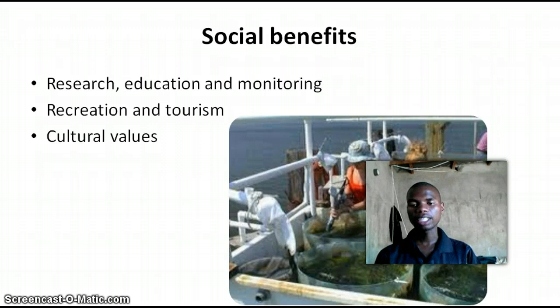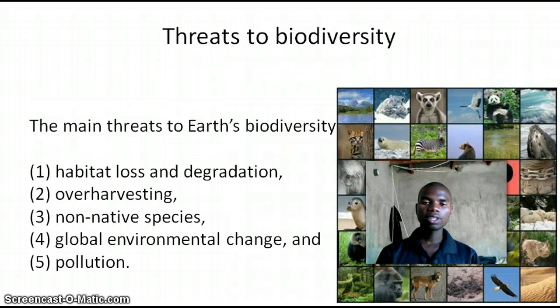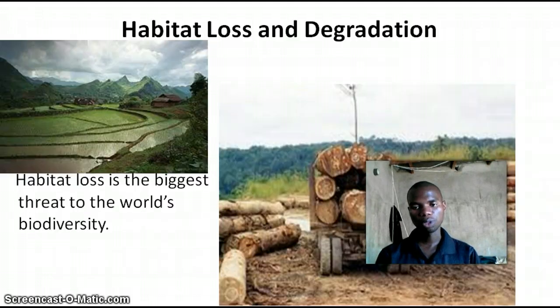This lady on the right, she's writing the findings from the observation from the lady on the left. And then we have recreation and tourism, where we go for bird watching, where we go for fishing, and then cultural values. Some of the African traditions, they went there to worship in the sacred forest and in the sacred mountain. And then we've got the threats to biodiversity, which are habitat loss, overharvesting, non-native species, global environmental change, and pollution.